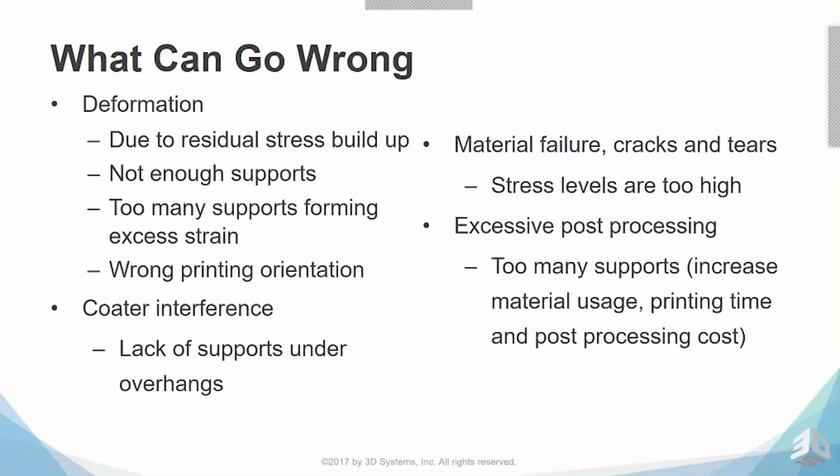And a lot of them come from what can go wrong during a build. So a lot of the main factors, there's a lot more and they're really interconnected, but just a quick overview: deformation in your part. So this is due to residual stress buildup. Can be due to not enough supports, but it can also be due to too many supports or supports in the incorrect area. Maybe you're lopsided a little bit. And definitely wrong printing orientation. That can have a huge effect on the outcome of your part.